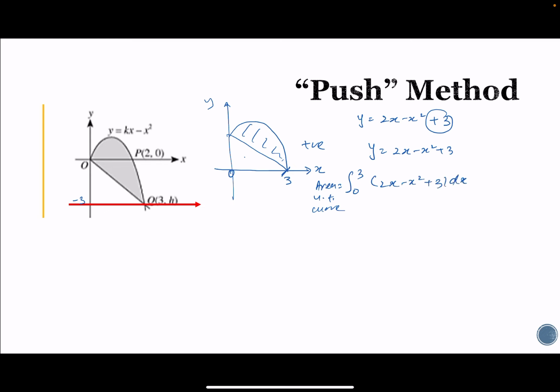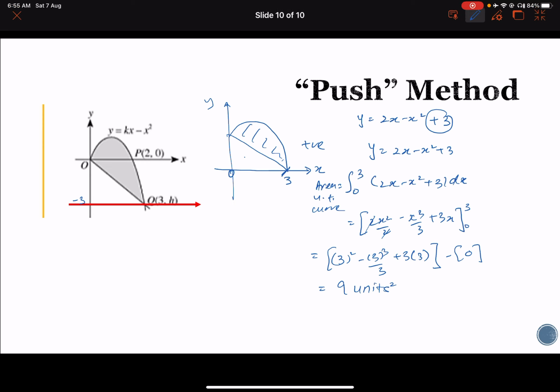I'll be able to get 2x squared over 2, which I can cancel off, minus x cubed over 3 plus 3x, from 0 to 3. Replacing, we will have 3 squared minus 3 cubed over 3 plus 3 times 3. Again, you just minus away 0. I'll be able to get this as 9 square units. Now, I still have to minus away this part here.